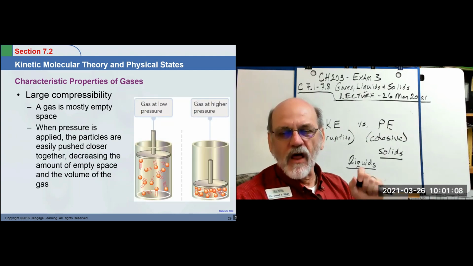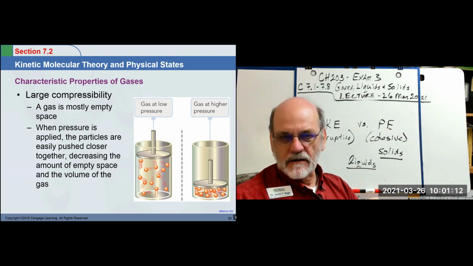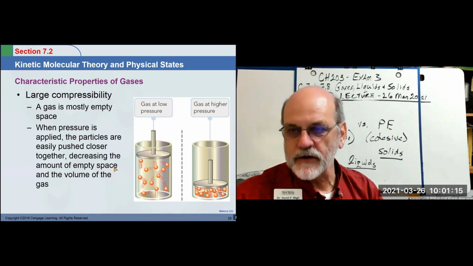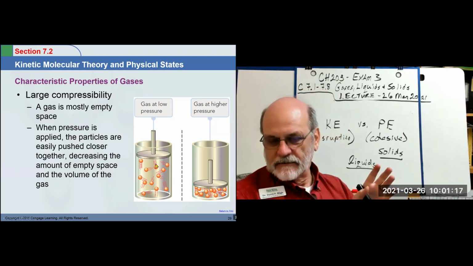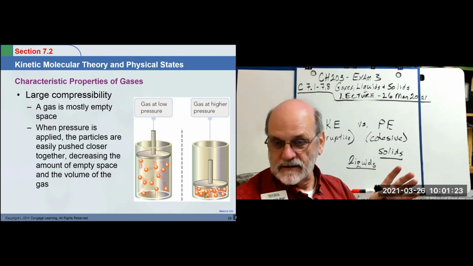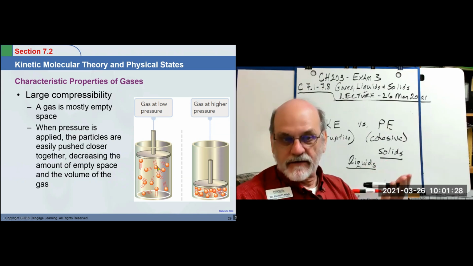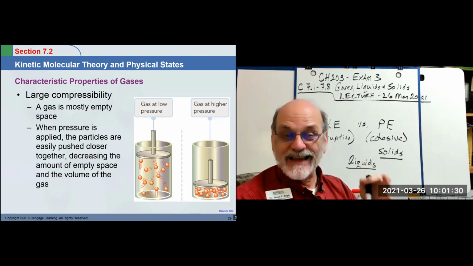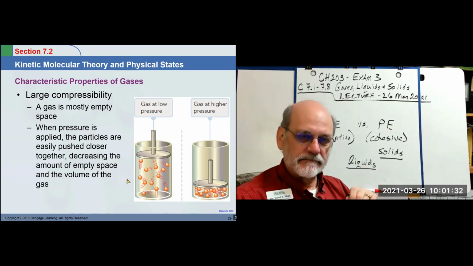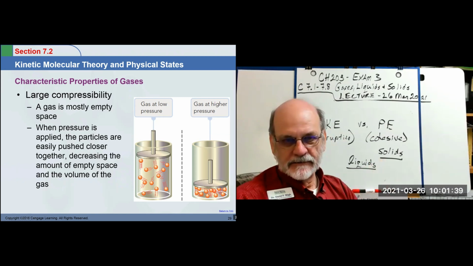They have very large compressibility, and that's attributed exclusively to the fact that there's lots of space. You still have the same number of particles here, but you can squeeze them together and you still have lots of space. That explains their compressibility. They can be pushed closer together simply because there's lots of space.